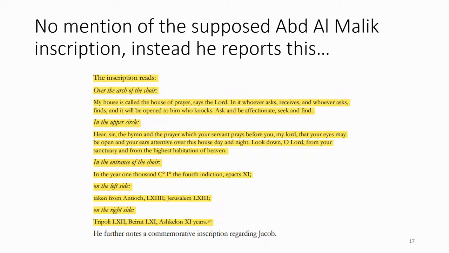He also further notes a commemorative inscription regarding Jacob, but nothing about Abd Al Malik, nothing about Al-Mamun, and there's no reference to the Arabic inscription about Jesus and Muhammad. Okay, so that's suspicious. Now, you could argue he couldn't speak Arabic and that's why he doesn't mention it, but we're going to see that that's not a good enough explanation.